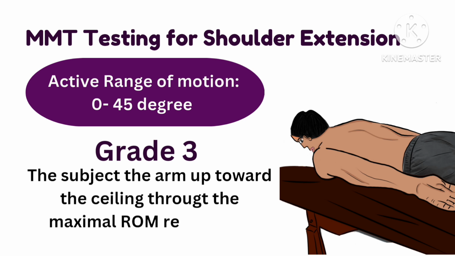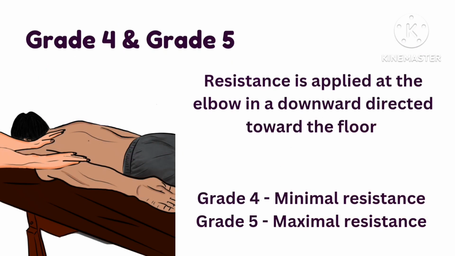During shoulder extension, the range of motion is 45 degree, and in grade 3 the subject moves the arm upward towards the ceiling through a maximum range of motion without any resistance. In grade 4 and grade 5 the resistance is applied on the elbow in a downward direction. In grade 4 minimal resistance, in grade 5 maximal resistance.